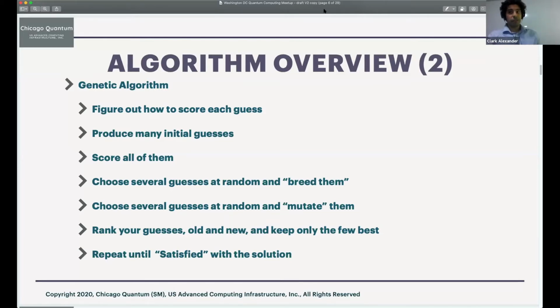So the algorithm goes something like this. Make a bunch of guesses, make a bunch of children, make a bunch of mutations, score everything, and then take the few best that you like. Let's say we take the 100 best out of 10,000 potential guesses. That's a new generation. Then from the new generation, you make more children, make more mutations, guess again. And you keep going until you have found the fittest possible solution.